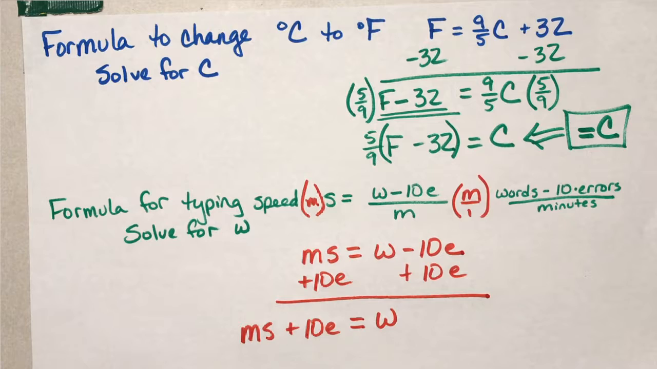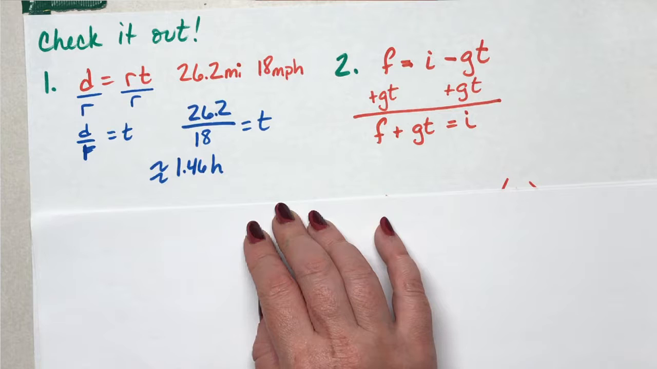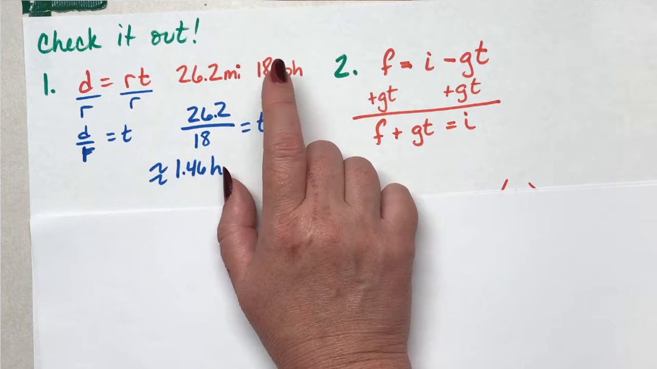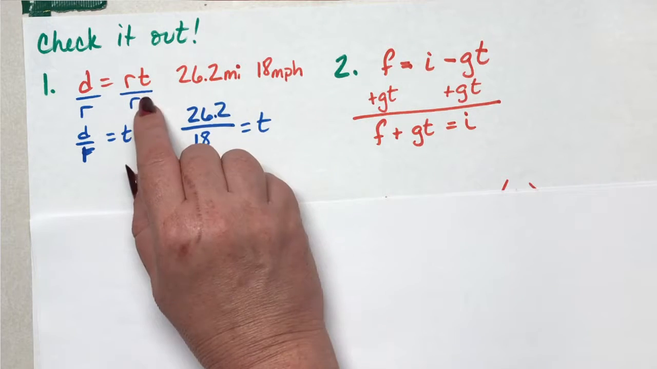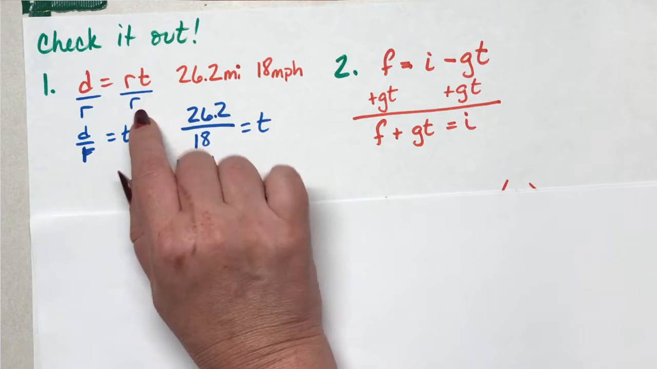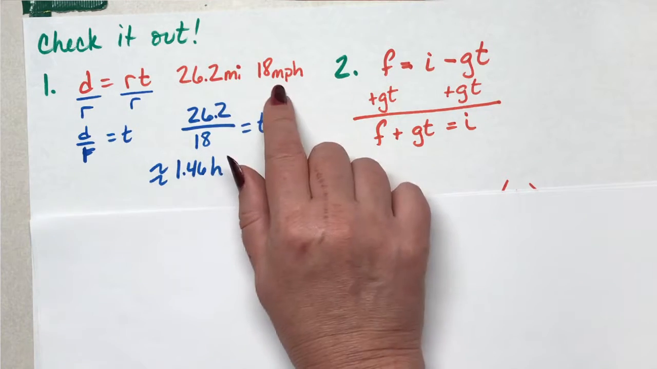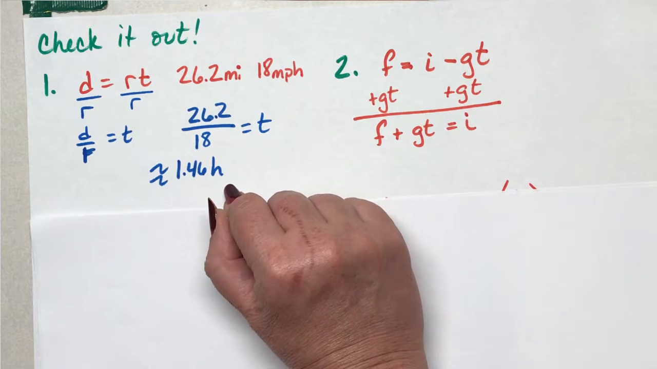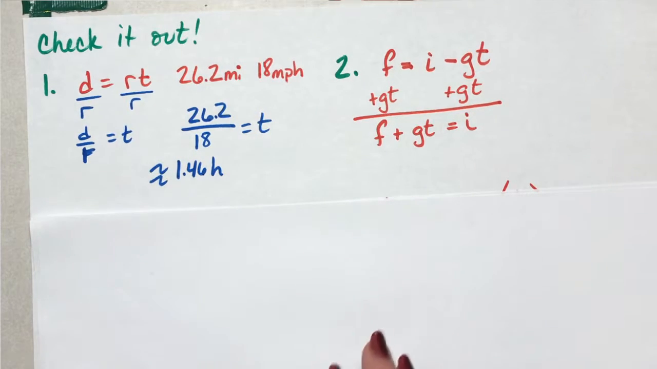Try check it out numbers 1 and 2. Push pause and come back. So check it out number 1 asks us to find the time in hours if he traveled 26.2 miles and was doing 18 miles per hour. This is our rate, this is our distance, and we need to find out the time. So the first thing we're going to do is isolate time. We're going to divide each side by r so that we have t equals d divided by r. And now we know exactly what to do with this stuff. We divide it straight out and we end up with him taking 1.46 hours about. Remember that the wavy equal sign means about.